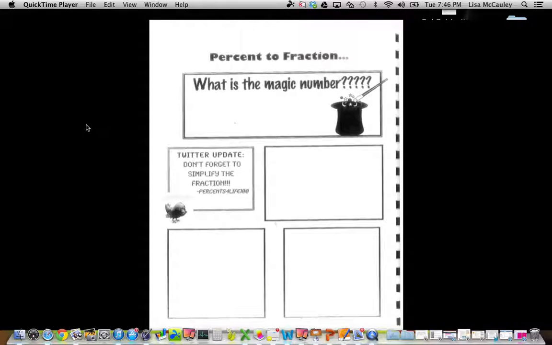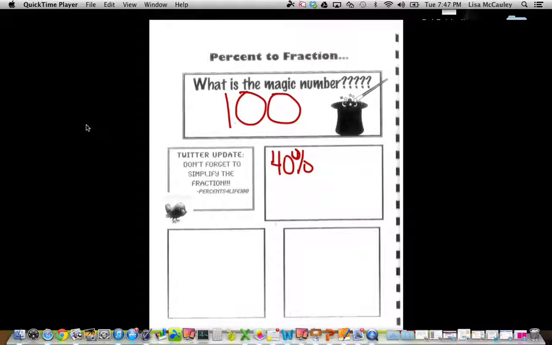Okay. Now let's go the other direction. We have to go from a percent to a fraction. And when we're talking about percents, the magic number is always 100. Okay? So 100 is our magic number. That just means that all percents are numbers out of 100 or fractions out of 100. So let's just take the opposite direction and say 40%. And we want to convert that into a fraction.